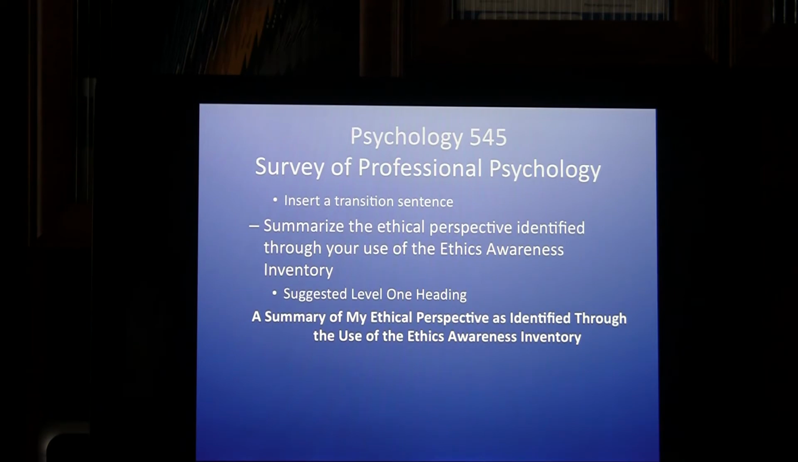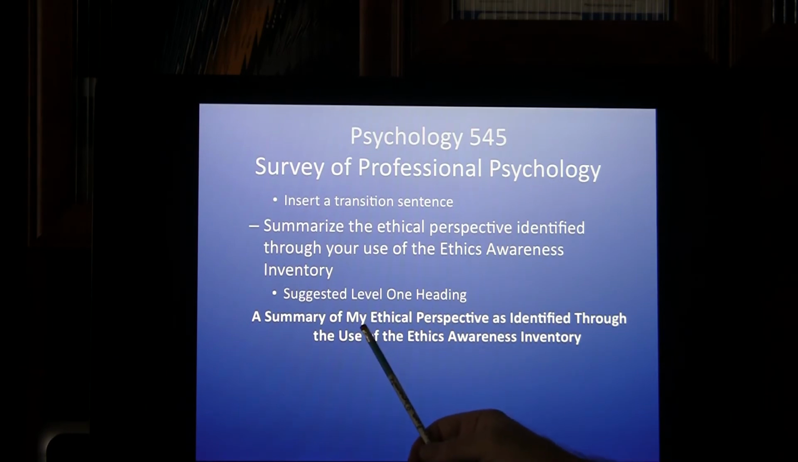And then when you're done addressing that particular part of your paper, that main point, that objective, I need you to use a transition sentence. And again, a transition sentence takes the reader from what we've just discussed and prepares them for the next main point. The next main point is to summarize the ethical perspective identified through your use of the Ethics Awareness Inventory. Here's a suggested level 1 heading. Again, bold, centered on the page, double spaced, no period, a mixture of capitalized and lowercase letters. A Summary of My Ethical Perspective as Identified Through the Use of the Ethics Awareness Inventory. That's the heading. It corresponds with the objective.